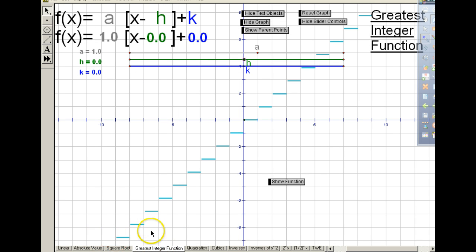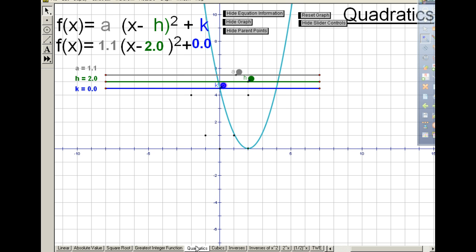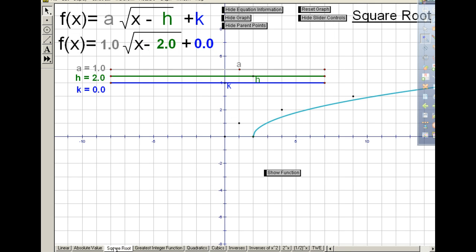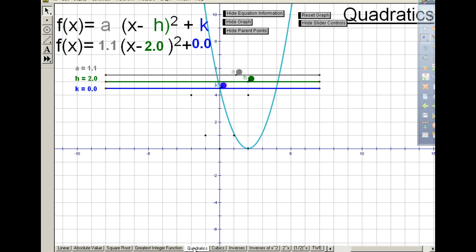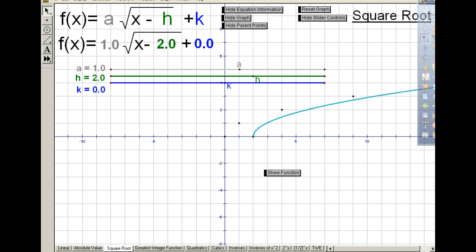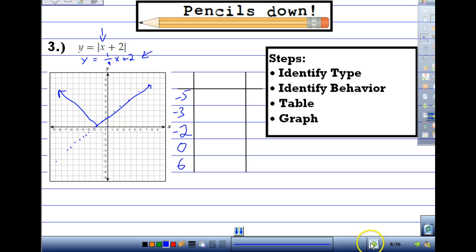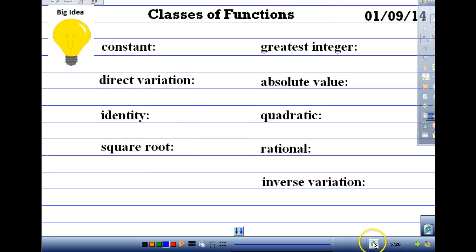Then we'll get to quadratics, right? And square roots, which are inverses of each other. We take the quadratic, switch x and y, solve for y, we get the square root. So those are basically the same. And then lastly, I wanted to go over some different vocab here.